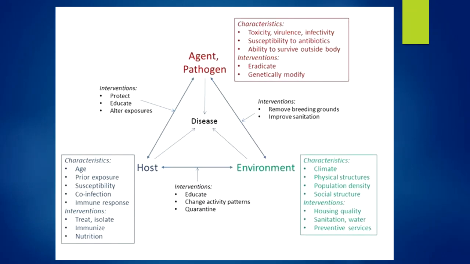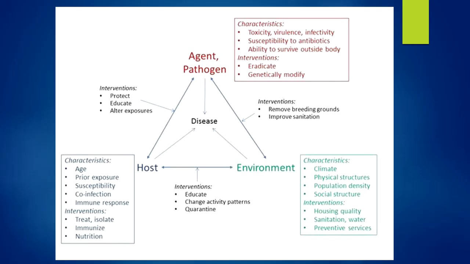Environmental characteristics are things like climate, population density, and then agent or pathogen factors are those things like how easy it is for it to spread, how likely it is to make people sick, and whether it's susceptible to treatments like antibiotics. So we could intervene on any one of these three factors to try to prevent disease.